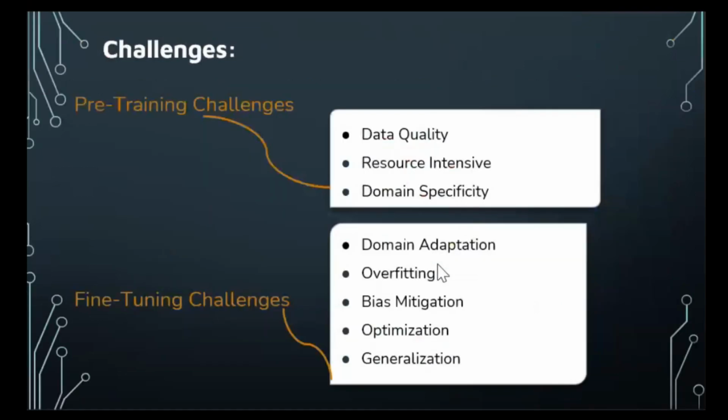Then let's see the challenges. These are the challenges we face during both phases, pre-training and fine-tuning. As we know, data quality matters a lot. Then resource intensity as well as domain specificity. Then some fine-tuning challenges are also here, like domain adaptation and overfitting, some bias mitigation problems, and optimization as well as generalization. So they are all part of the journey from the pre-training challenges to the fine-tuning challenges. Each hurdle refines our approach.